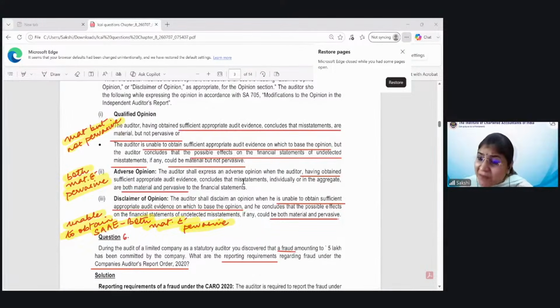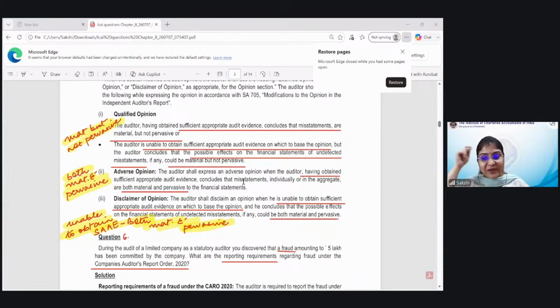If he is unable to obtain evidence, but still thinks it is both material and pervasive, he will give a disclaimer. But if he is unable to obtain evidence, and it is material and not pervasive, it will be a qualified opinion. So this could come in an MCQ and you might get confused.